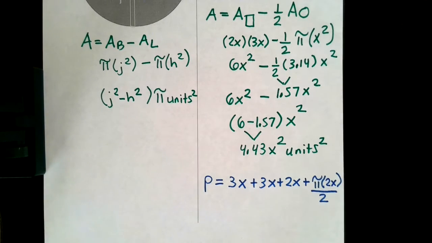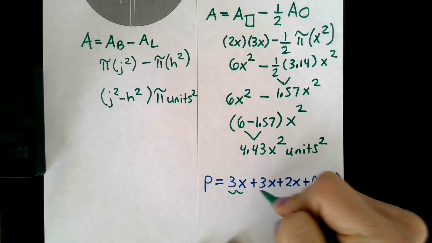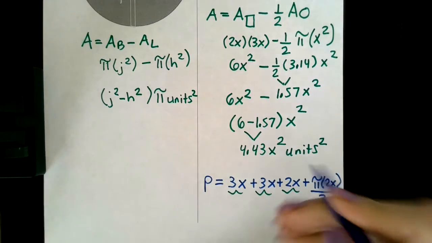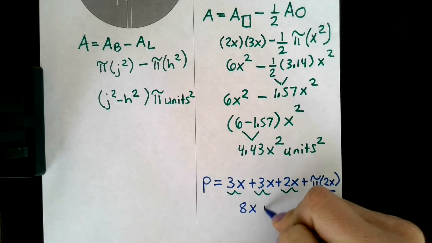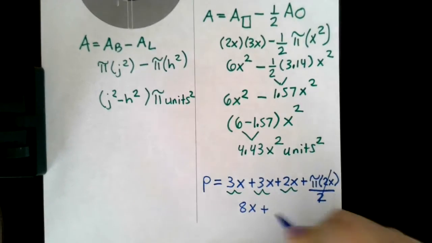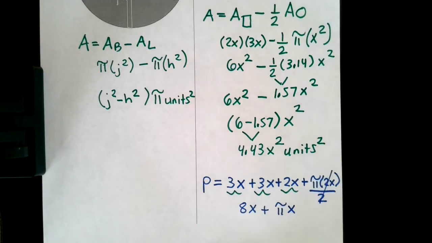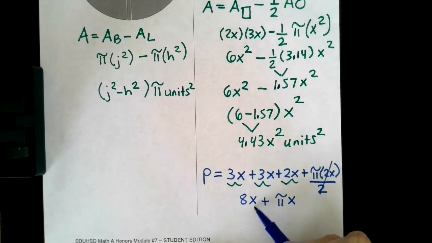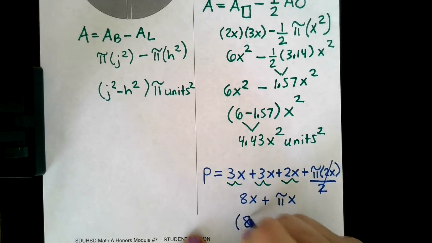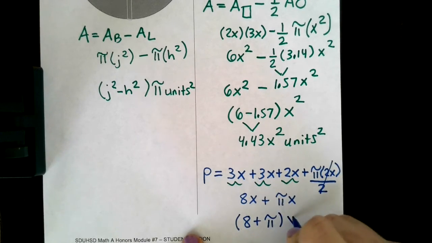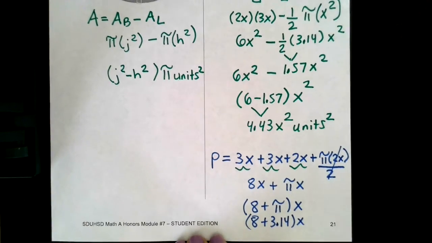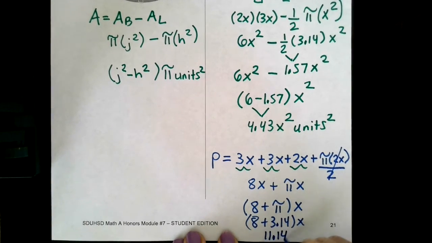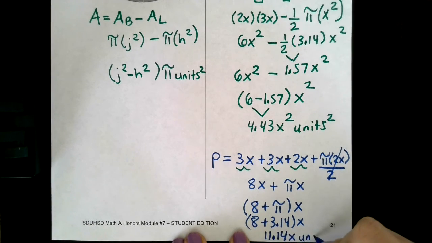All right, let's go ahead and combine our like terms. I have 3x, 3x, and 2x, so I'm going to combine that to become 8x. And I'm going to simplify this a little bit further. I can cancel out the 2, so I just have pi times x. Again, both terms have an x value, so I'm going to factor out that x value. And I'm going to add together 8 plus 3.14. 8 plus 3.14 is 11.14, and I'm going to put x. And again, we don't know our units, so I'm going to put units.